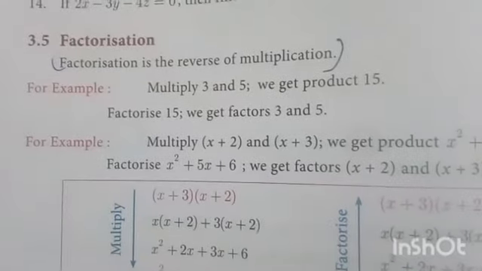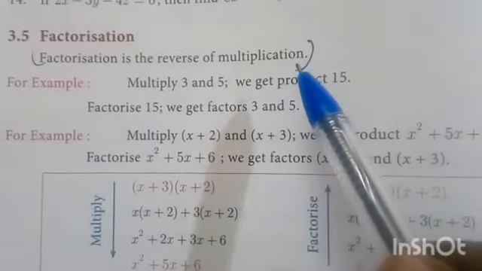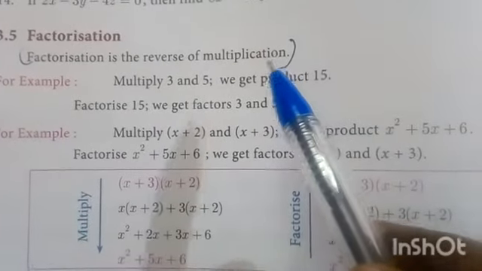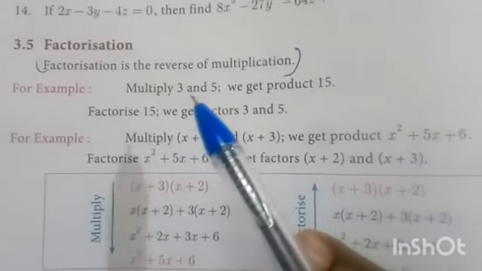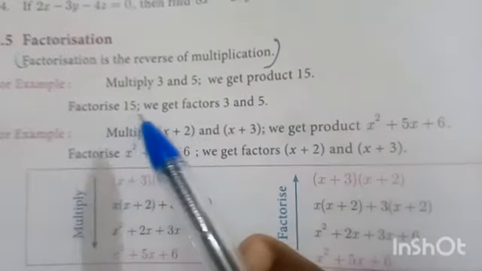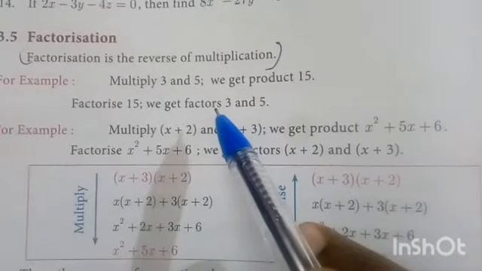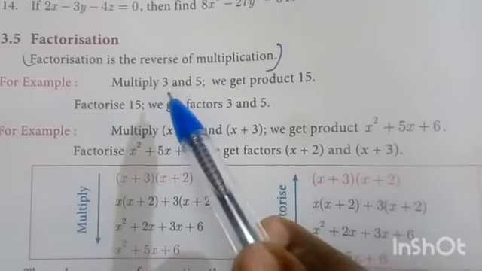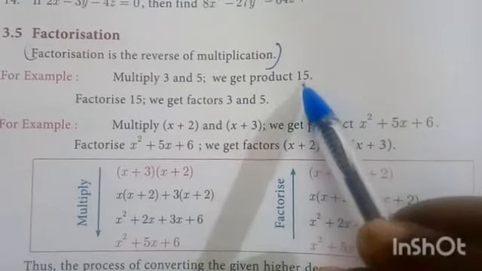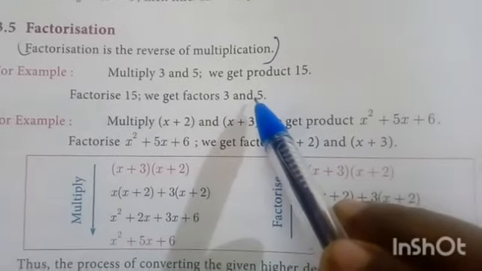Students, now you are going to learn about factorization. Factorization is the reverse of multiplication. For example, if we multiply 3 and 5, we get the product 15. If we factorize 15, we get the factors 3 and 5. This is the reverse.